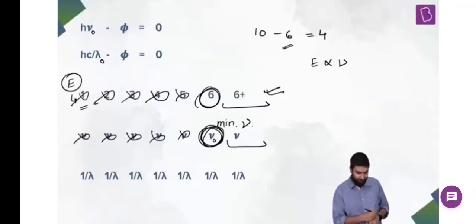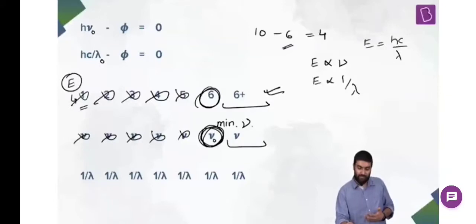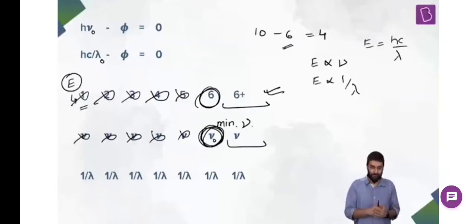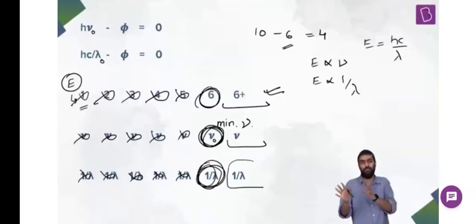Okay, fine. Now 1 by lambda: energy is also proportional to 1 by lambda. Why? Because energy is equal to hc by lambda, where h is Planck's constant. Now this is no emission, no emission, no emission. This is the minimum 1 by lambda. All the other values of 1 by lambda that are larger will give an emission.